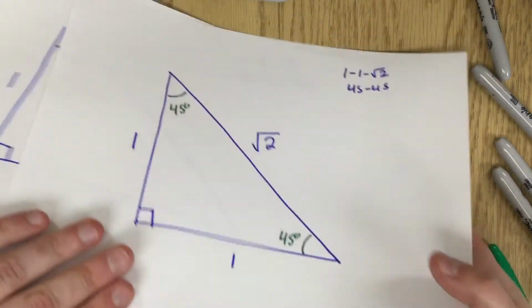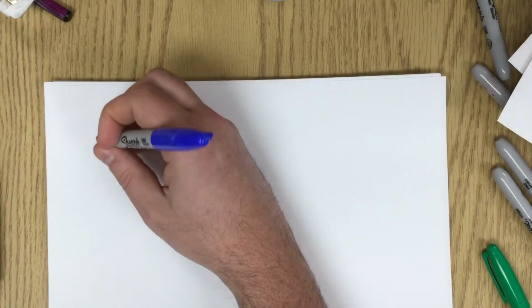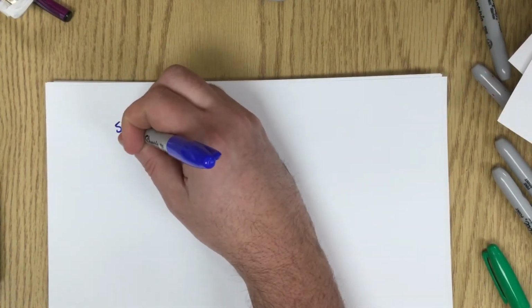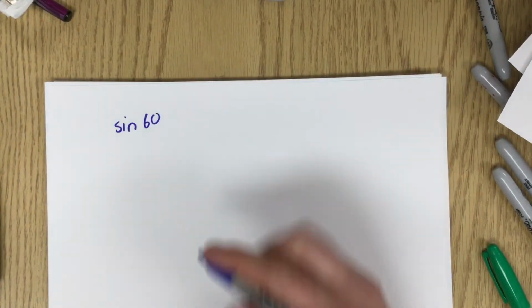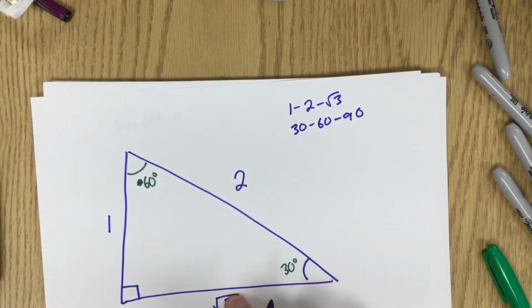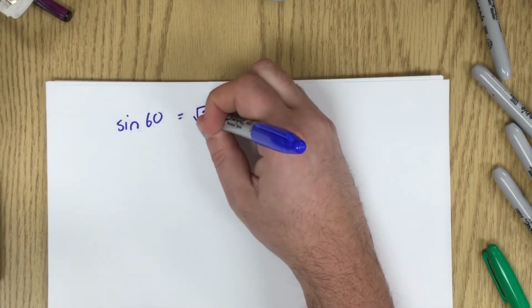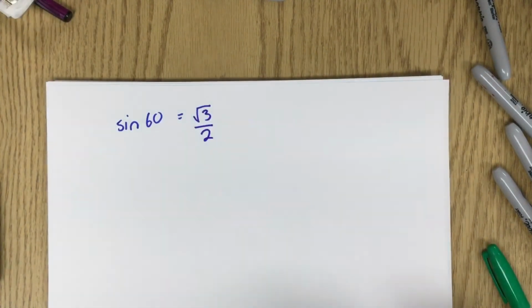Now, why would we care about these special triangles? So remember we said we were going to try not to use the calculator. So the goal is to try and do trigonometry without the calculator. So let's say, for example, I say, what is the sine of 60? Well, you say, okay, I know this special triangle. So the sine of 60 is going to be, that becomes the opposite, that's the hypotenuse. So the sine of 60 is root 3 over 2.